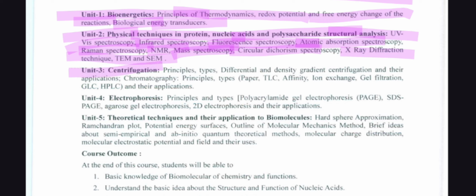Unit 3 is centrifugation, principal types of differential and density gradient centrifugation and their applications. Chromatography, principal types: paper, TLC, affinity, ion exchange, gel filtration, GLC, HPLC, and their applications. Unit 4, chapter 4, you see this.